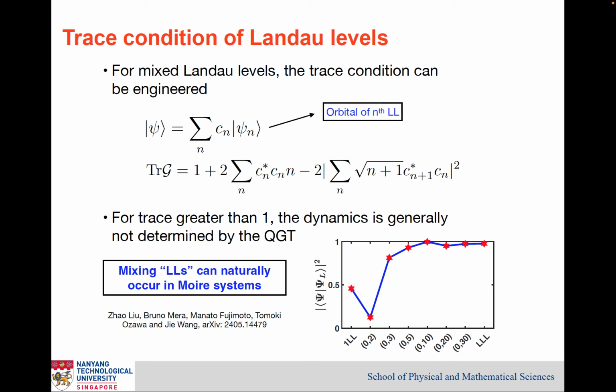What I'm showing you here is many different bands mixing different Landau levels. They all have the same quantum geometric tensor, meaning the trace is always the same, and it's the same type of interaction, but the physics is actually very different, as you can see from the ground state overlap afterwards. So the key message here is that you need to be a bit careful as well. It depends on the filling factor and also the interaction. The quantum geometry doesn't tell you everything.